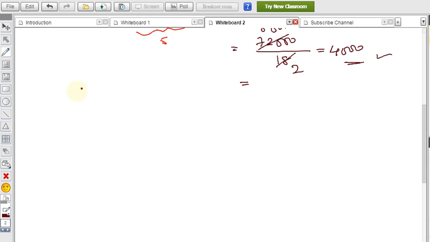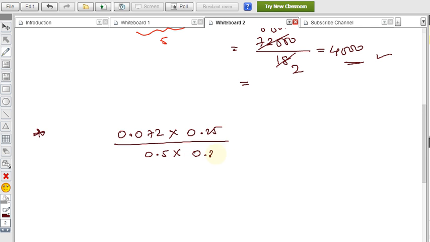Okay. So in divisions only, one other example, like the question is asked: 0.072 into 0.25 by 0.5 into 0.24. Observe now, here after the point, 0.072, there are 3 digits, and after the point in 0.25 there are 2 digits. In the denominator, after the point there is 1 digit, and after the point there are 2 digits.